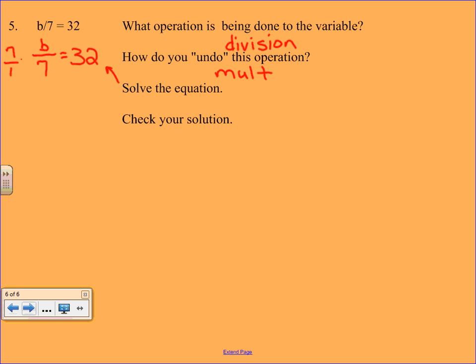Again, you can either use the dot for multiplication, or if you prefer to use parentheses, that would be fine too. So if you have a 7 on top and a 7 on the bottom, like we do on the left-hand side, those are going to cancel. We're left with b. On the right-hand side, we just have 32 times 7, which gives us 224. A quick check shows us if we plug 224 back in, we'd have 224 over 7. If you divide 224 by 7, you get 32.